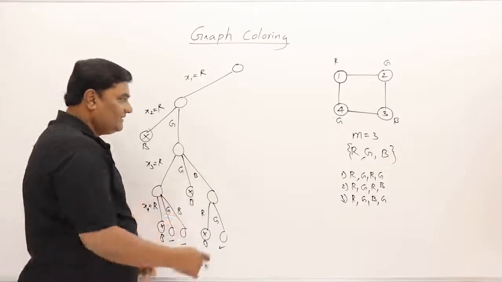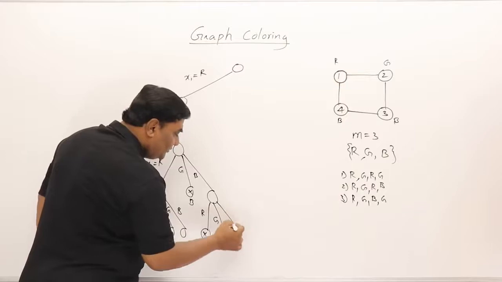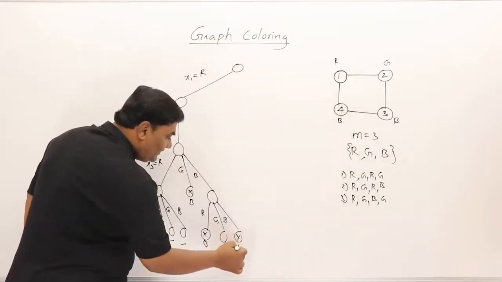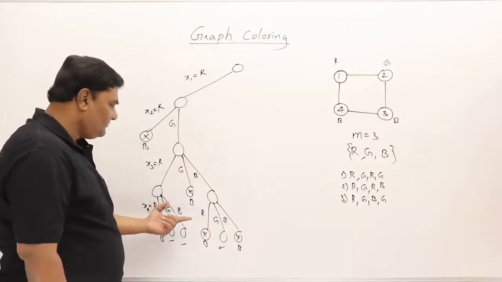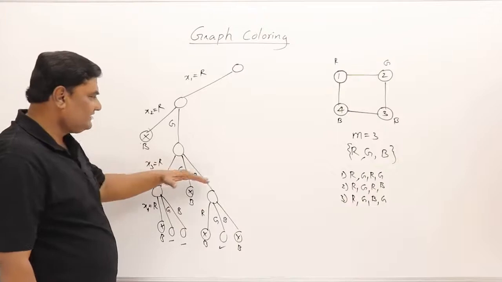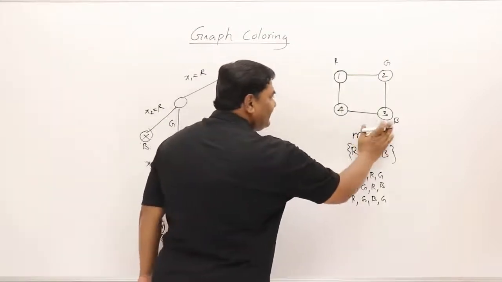Now I should try all colors. Let me try blue color here. Blue color. This is adjacent. No, this node will be killed by the bounding function. So I have tried all possible colors for the fourth vertex. Now go back. Third vertex, all three colors tried. Now go back to the second vertex. So remove this color and this color.